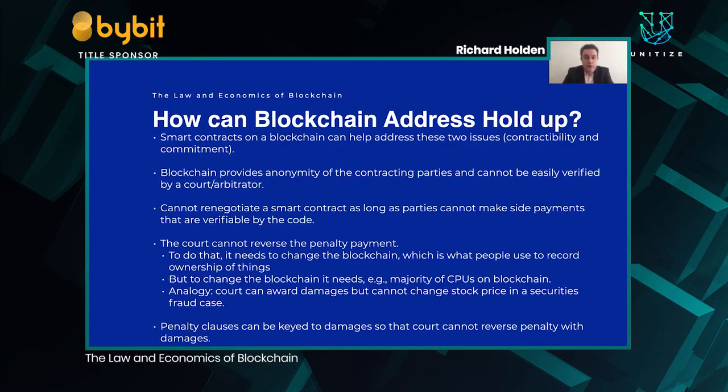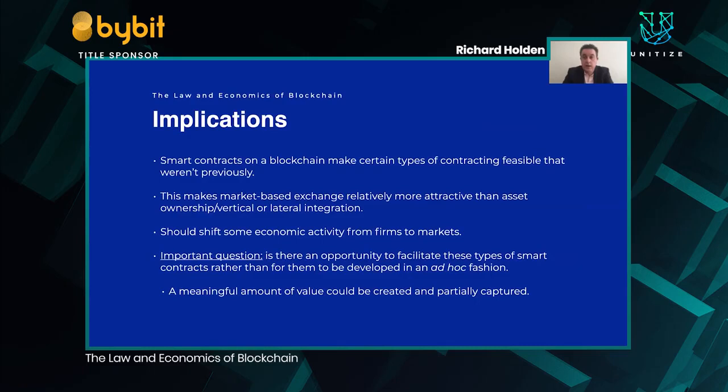Now, one of the things that smart contracts can do is obviously provide both anonymity and therefore commitment power. So you might not be able to renegotiate a cleverly designed smart contract as long as the parties can't make side payments that are verifiable by the code of the contract. So it might lead to the situation where a court can't reverse penalty payments or penalty clauses. Now, those penalty clauses are often unenforceable by courts of law. They're sometimes called liquidated damages or stipulated damages. But if there's anonymity through a smart contract, then those things actually may work.